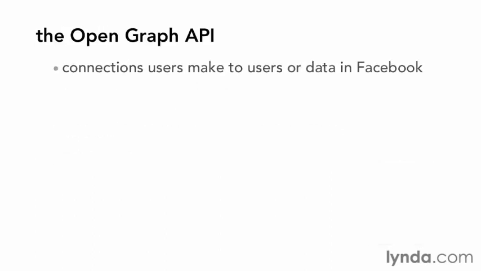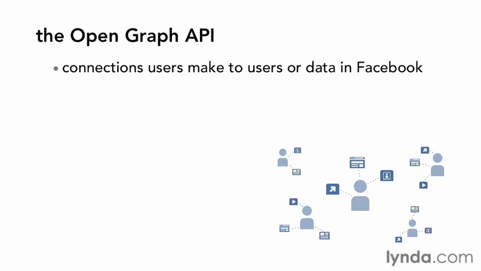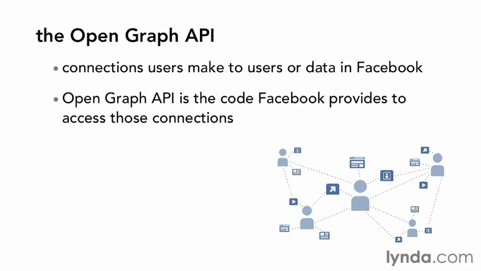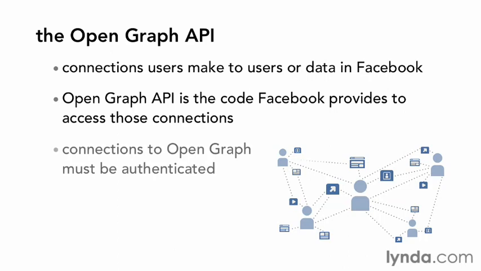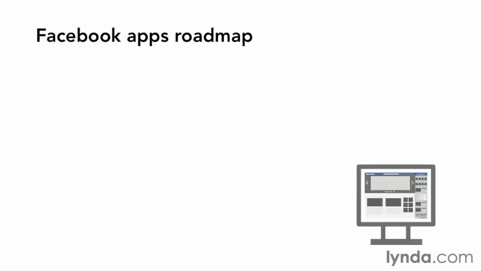The Open Graph is simply the connections users make as they join Facebook and start interacting with the service. The Open Graph API is the code Facebook has written to allow access to the data that Facebook stores about its users. It's information about users' friends, likes, and connections to pages and other users. In order to access this information, the developer needs to authenticate or ask the user for permission to these different types of information. As a developer for apps inside of Facebook, your goal is to learn how to access the data within the Open Graph.